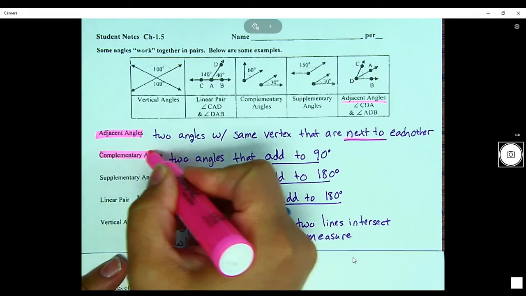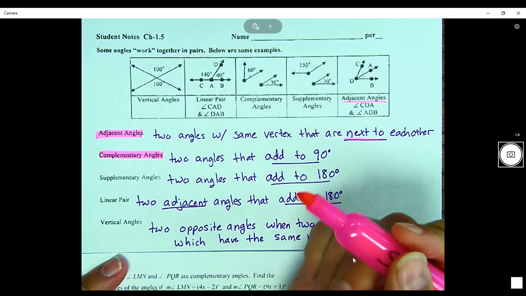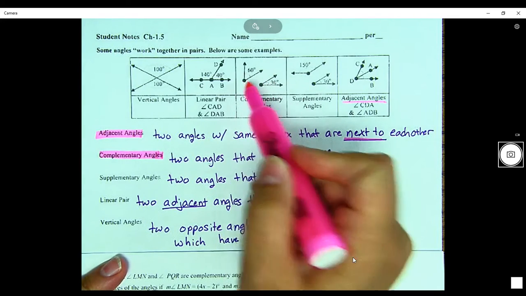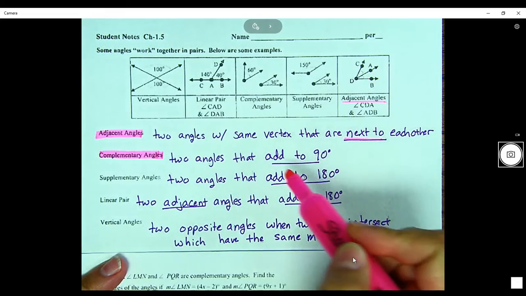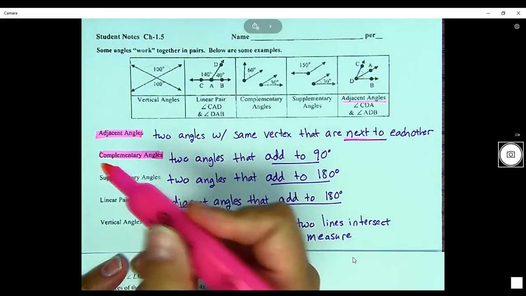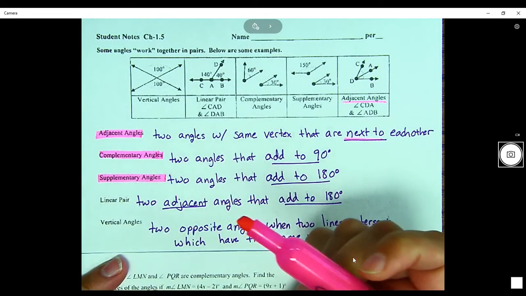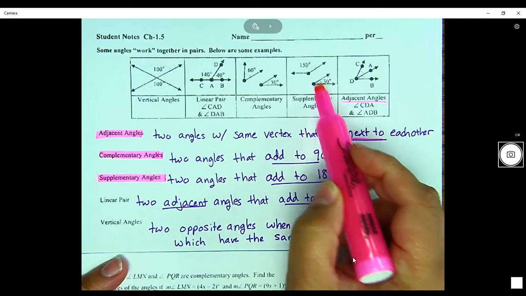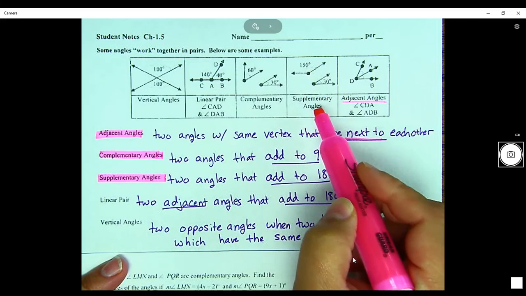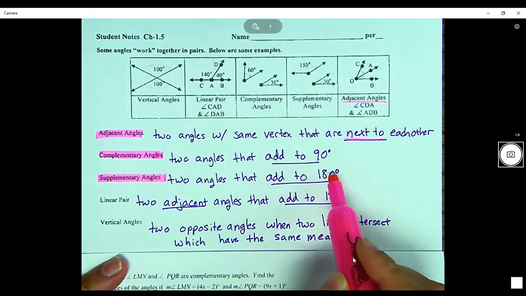Complementary angles are next. Complementary angles can be adjacent or they can be separate. Here they're separate, but like I said, they could be stuck together. The only qualification to be complementary is to add to 90. Supplementary angles could also be adjacent or not. In this case, they're not. The supplementary angles, you'll notice, add to 180 degrees.